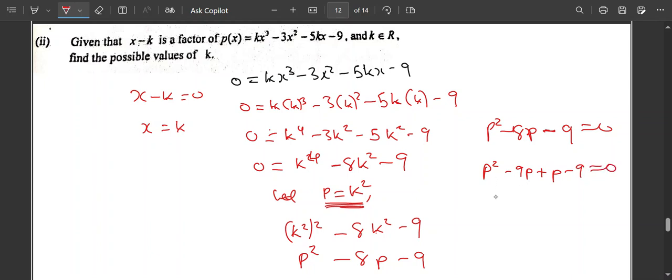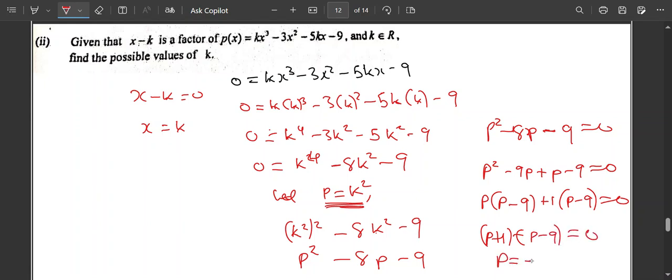So what I'm going to do here, I'll say p there is equal to what? You factor out what is common, which is p. Then p minus 9, right? Open bracket. Then again, what is common there is plus 1. Open bracket, we have p minus 9, then it's equal to 0. So we can say p plus 1, open bracket, p minus 9 is equal to 0, meaning that p is equal to negative 1, again p is equal to 9.